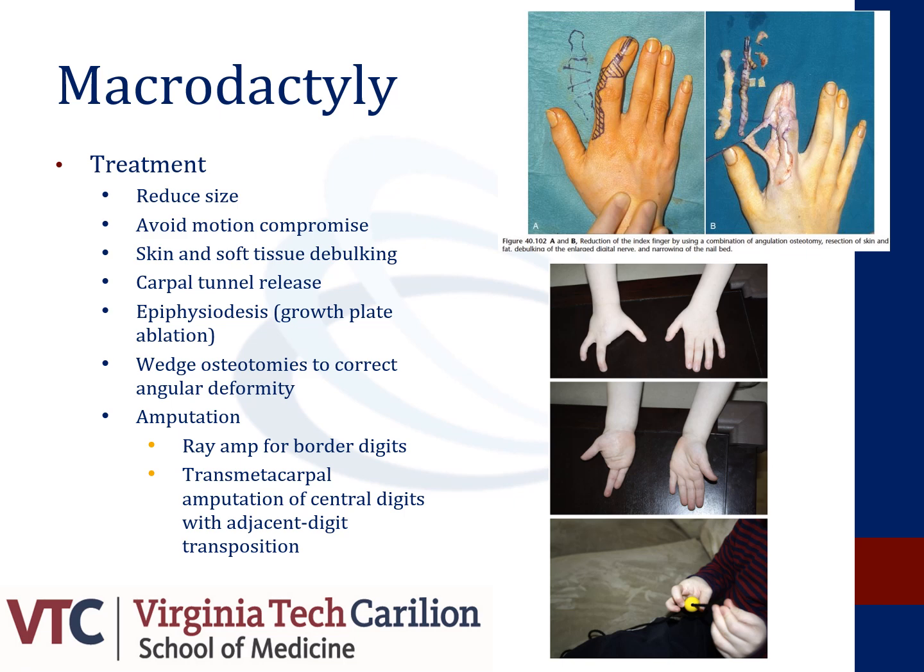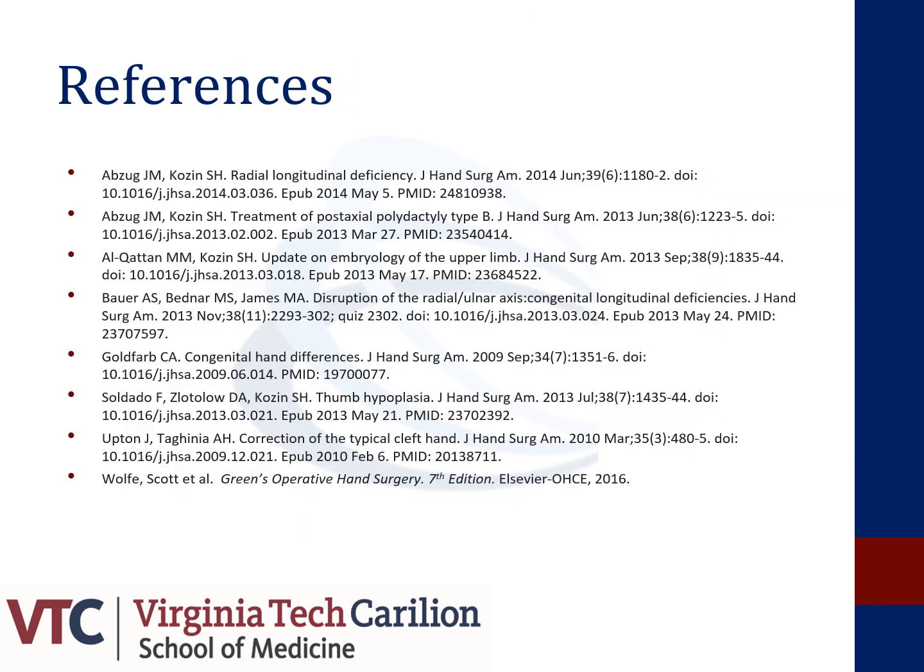If the macrodactyly involves a single digit and there is progressive uncontrollable growth, amputation may be considered. Border digits are well treated with ray amputation, whereas central digits can be treated with transmetacarpal amputation and transfer of the adjacent digit. That completes this review of congenital hand differences.